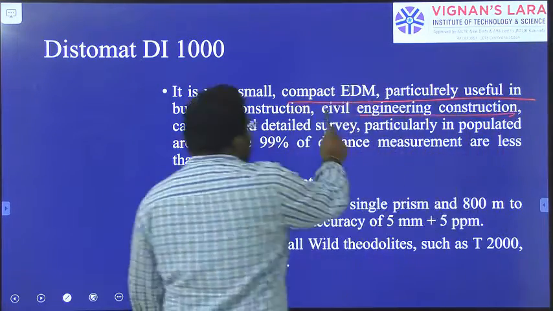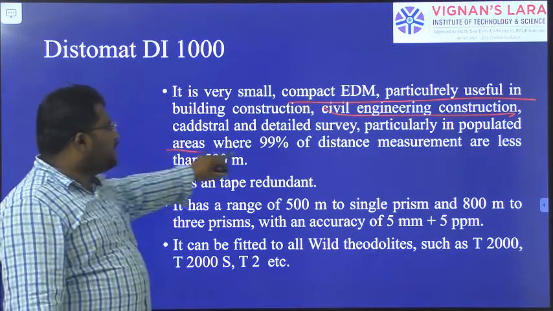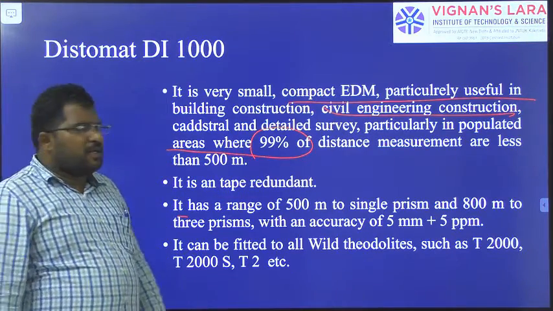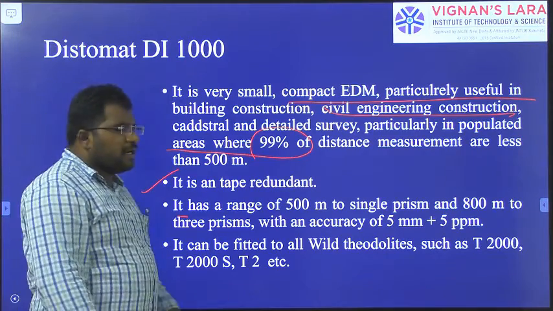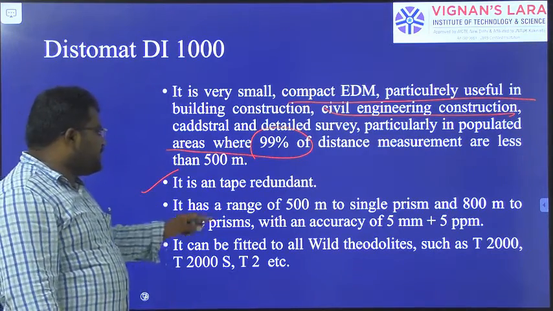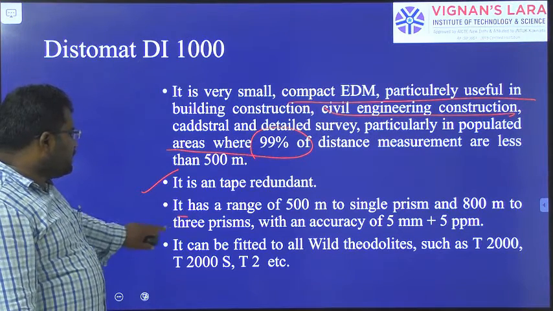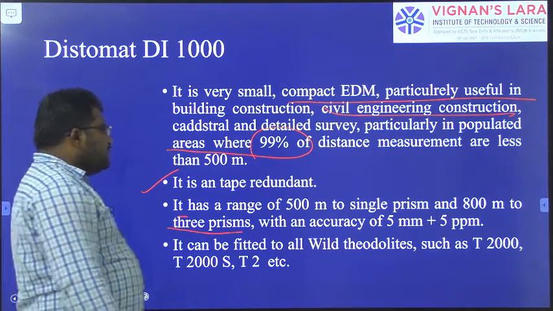construction, like civil construction and cadastral and detail survey, particularly in populated areas where 99% of distances are less than 500 meters. Okay, in this case we don't need to use any kind of tape for the distance measurement. It has a range of 500 meters for a single prism and 800 meters for 3 prisms, with an accuracy of 5 mm plus or minus 5 ppm.